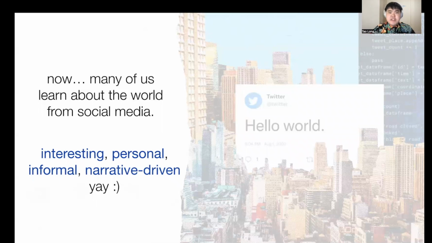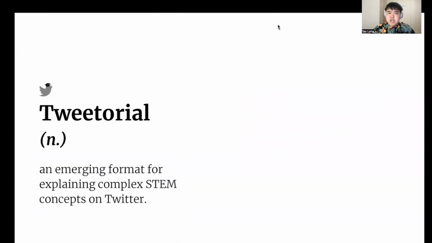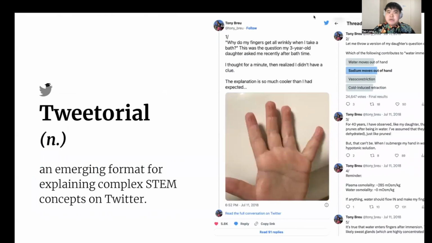So we can see the huge phenomenon nowadays, which is called tutorials. Tutorial is an emerging format for explaining complex STEM topics on Twitter. As you can see from the image on the right, there are usually multiple threads of tweets in a tutorial, sometimes 8 to 10 of them trying to explain one major question mentioned in the first tweet.